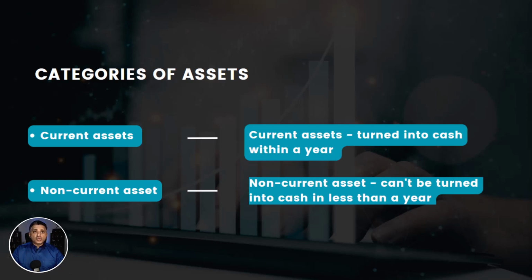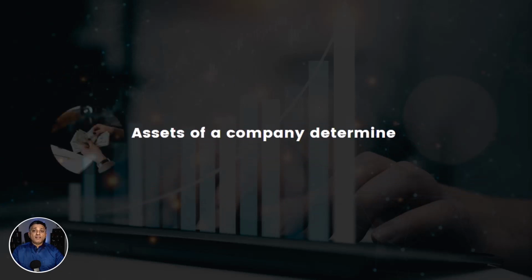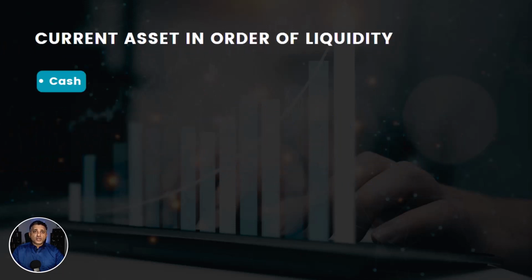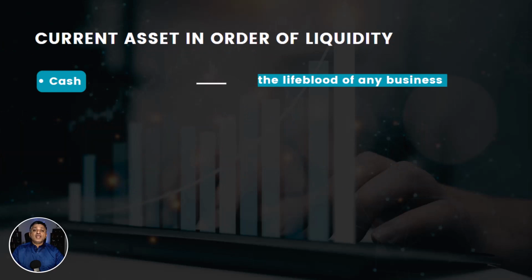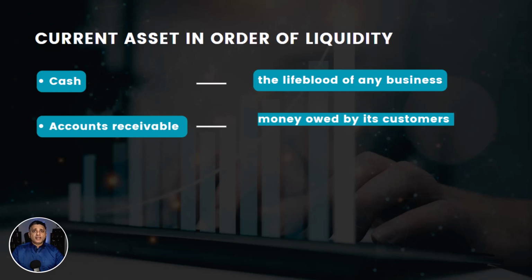Assets play a crucial role in the financial health of a company. The assets of a company determine how it can make money, pay its bills, and invest in growth. In the order of liquidity, cash is considered the most liquid asset and is the lifeblood of any business. Cash needs to be carefully managed to make sure the company has enough to pay its bills. Then next is accounts receivable. Accounts receivable represents money owed to the company by its customers. Careful management of accounts receivable is needed to get paid on time and keep the cash flow going.